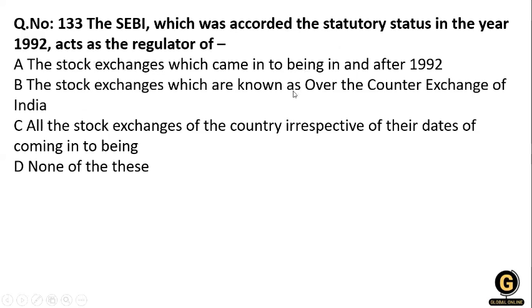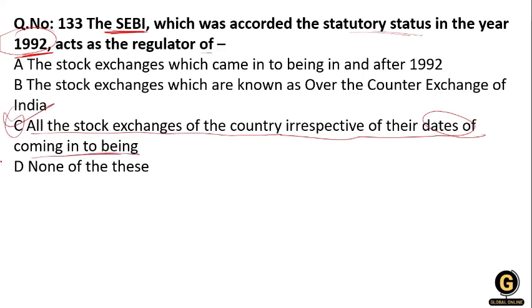Next question: SEBI, which was accorded statutory status in the year 1992, acts as a regulator of which of these options? Stock exchanges which came into being after 1992, the stock exchanges known as the over the counter exchange of India, or all the stock exchanges of the country irrespective of their date of coming into being. SEBI, the Securities and Exchange Board of India, was given statutory status in 1992 and acts as regulator of all the stock exchanges of the country, irrespective of their date of coming into being. So option C is right.